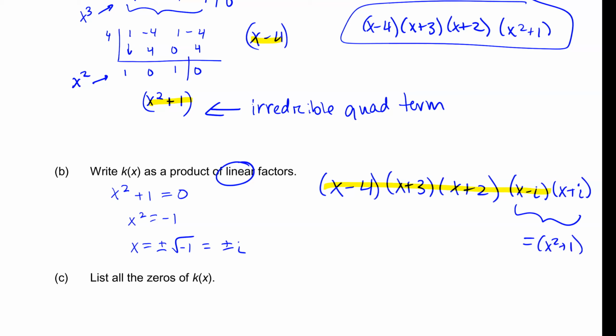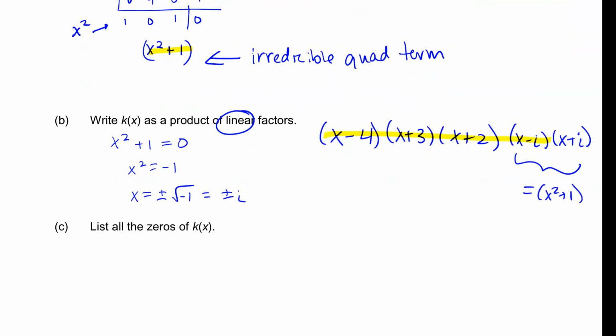So E is plus or minus 5? No, it's the stuff I highlighted. What's the answer for this?